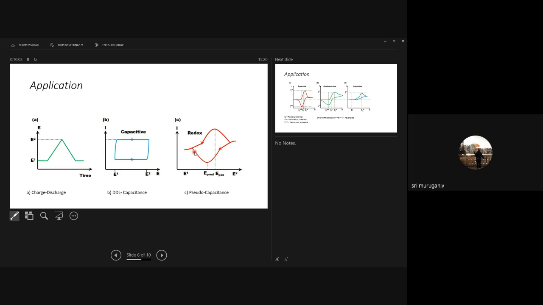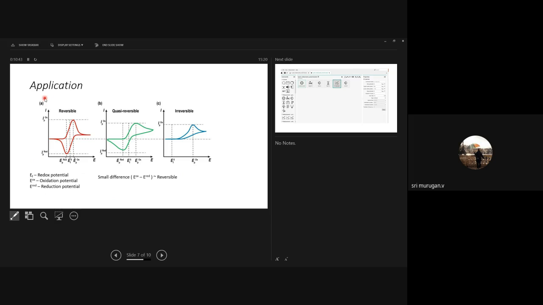And then for pseudo capacitance and other experiments, we'll get a duck shaped curve. From that we can find the actual redox potential, and redox potential means oxidation peak and reduction peak. So if you are getting a parallelogram-like graph, it is a double layer capacitance, and if it is duck shaped, then you call it a pseudo capacitance.